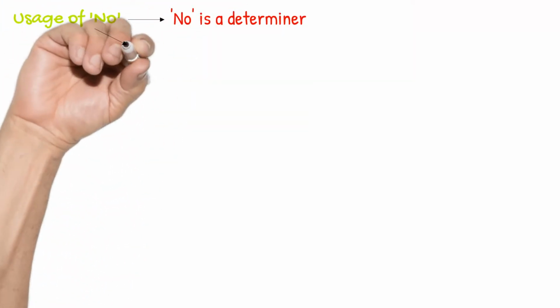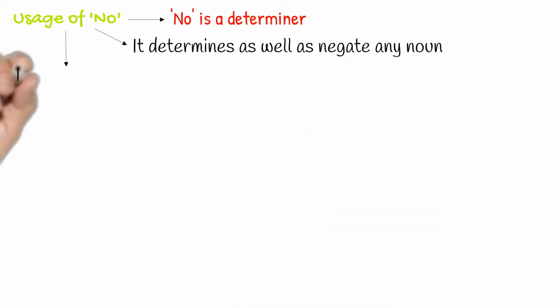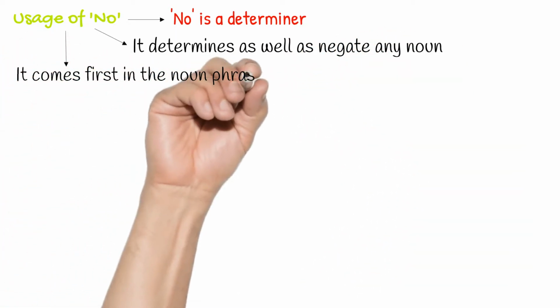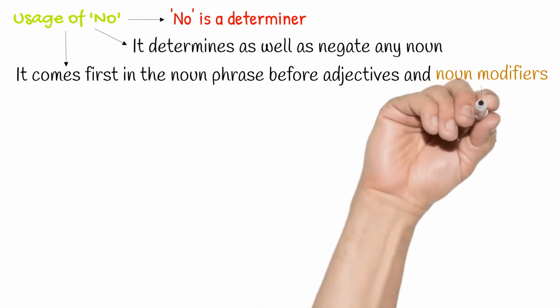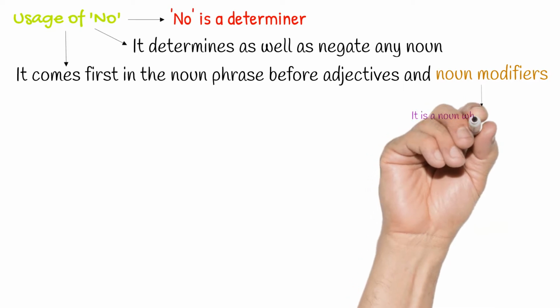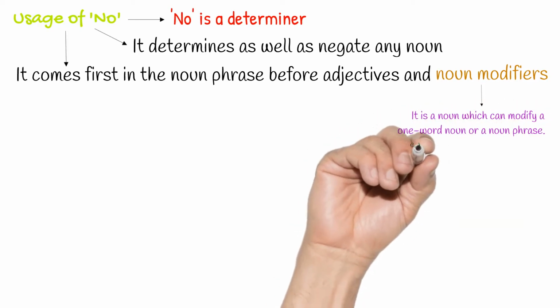Let's discuss the usage of no. It is a determiner, and it determines as well as negates any noun. It comes first in the noun phrase before adjectives and noun modifiers. What is a noun modifier? It is a noun which can modify a one-word noun or a noun phrase.